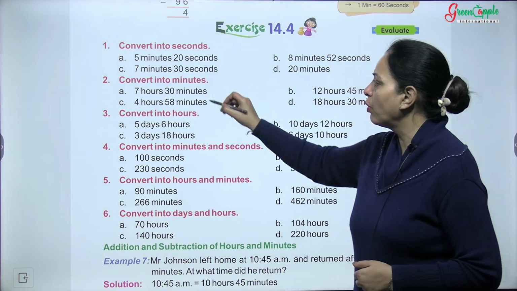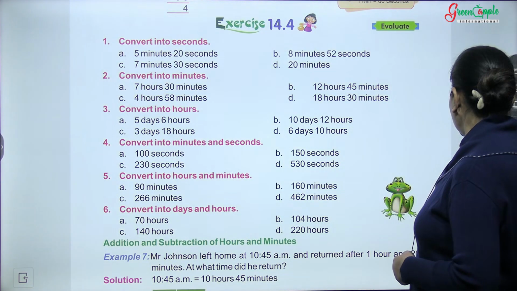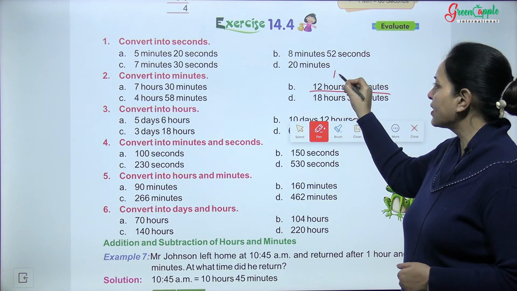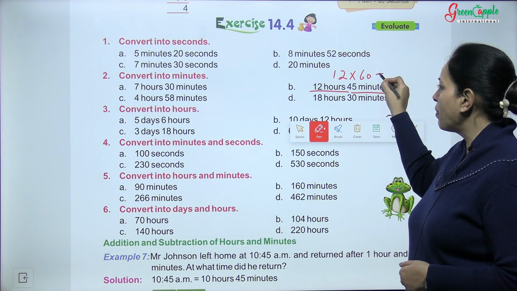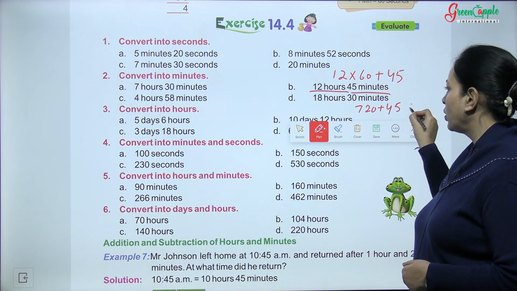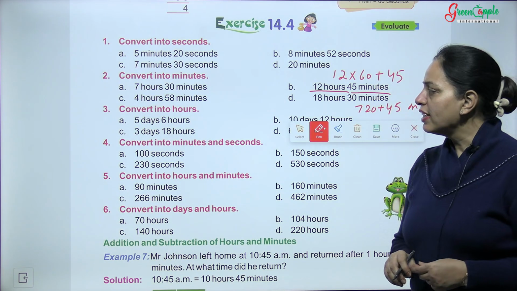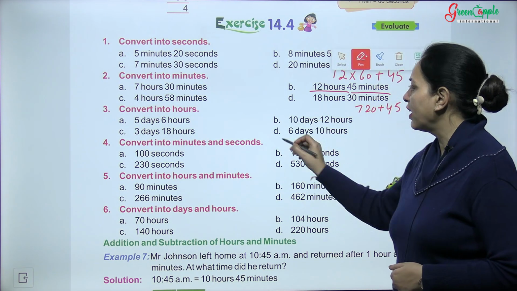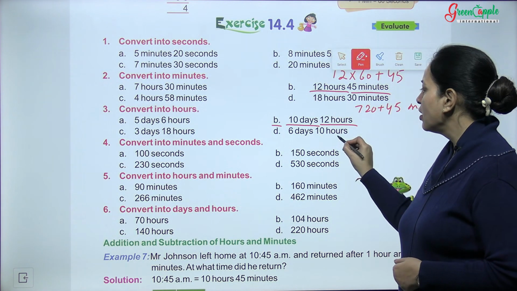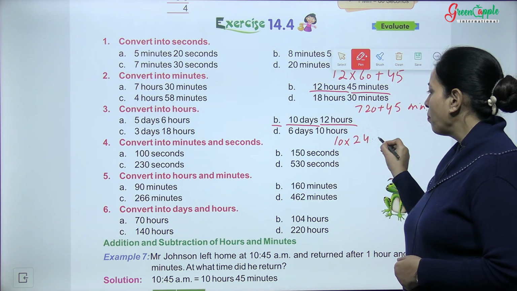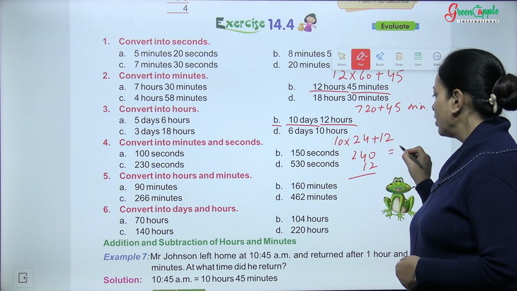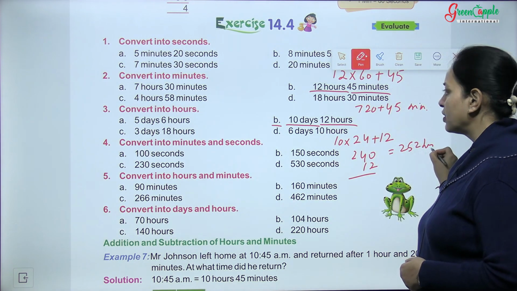Now question number 2, convert into minutes. So see here, like B part, 12 hours 45 minutes. So 1 hour is 60 minutes. So 12 into 60 plus 45. So 720 plus 45 total minutes, right? Now third, convert into hours, like here B part, 10 days 12 hours. So 1 day is 24 hours. So 10 into 24 plus 12. So 240 plus 12, that is 252 hours, right?